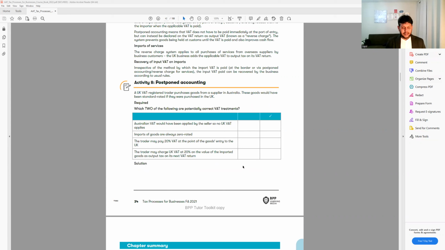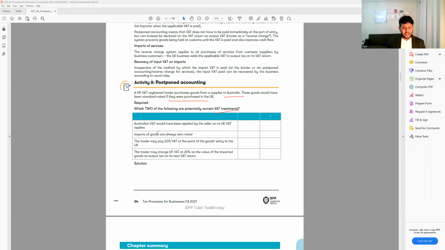All right, the next one we have the last activity. Let's have a look. Activity 8, it says postponed accounting. A UK VAT registered trader purchased goods from a supplier in Australia. So we buy something from Australia. These goods would have been standard rated if they were purchased in the UK. So if we buy from the UK, we have to pay 20% VAT. But of course, we are buying from Australia, so it will be like an import. Which of the two following are potentially correct VAT treatment?